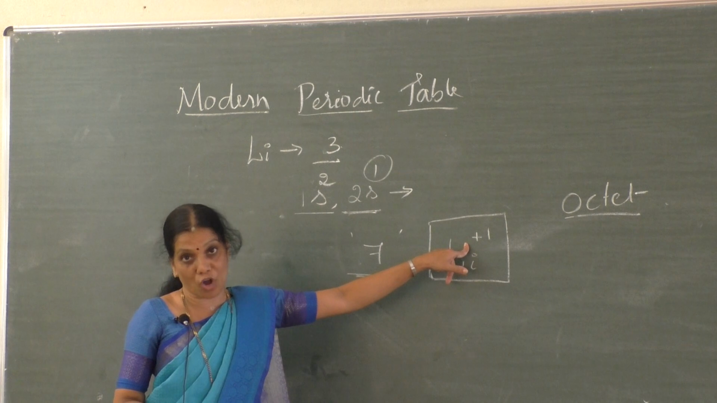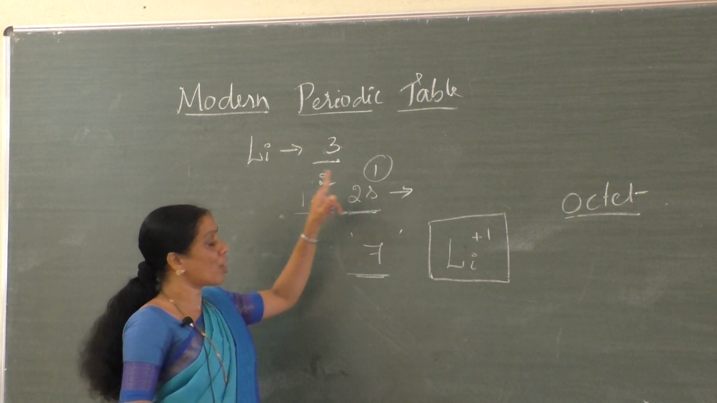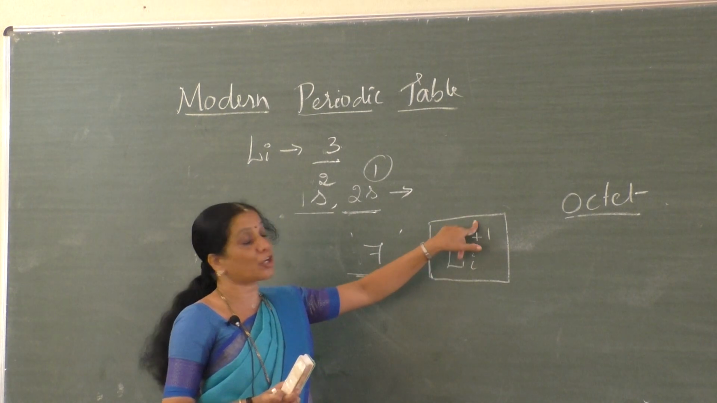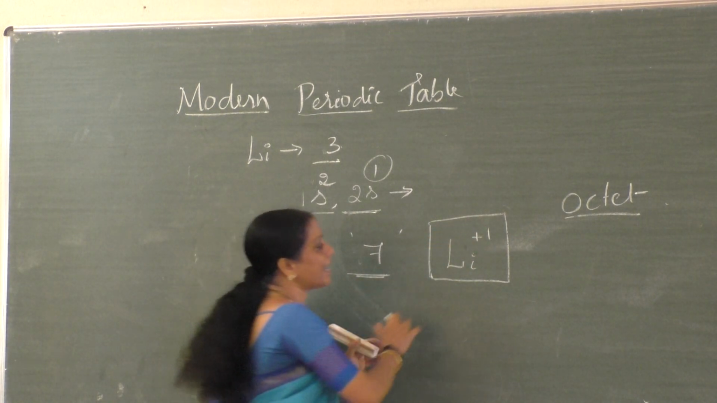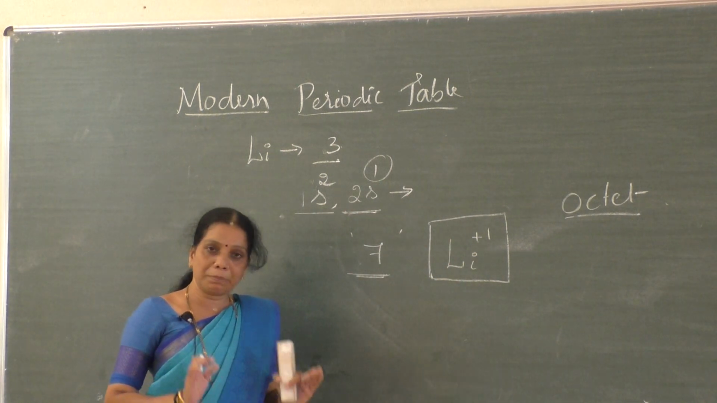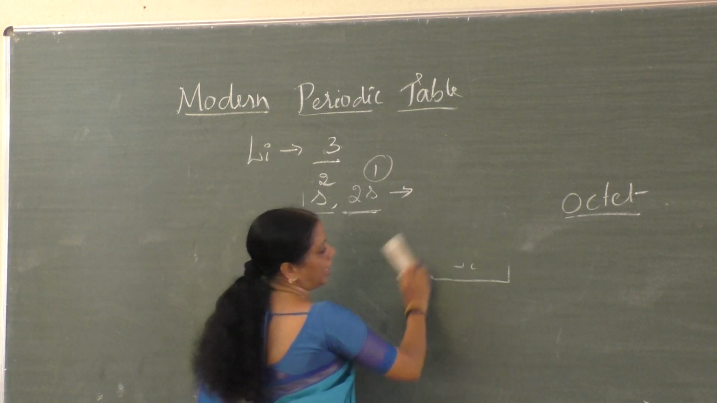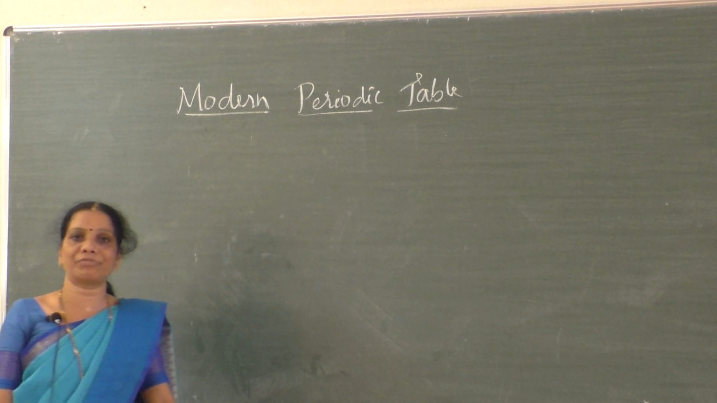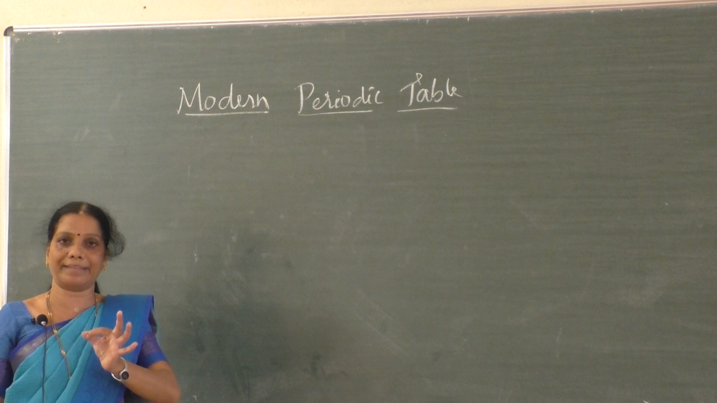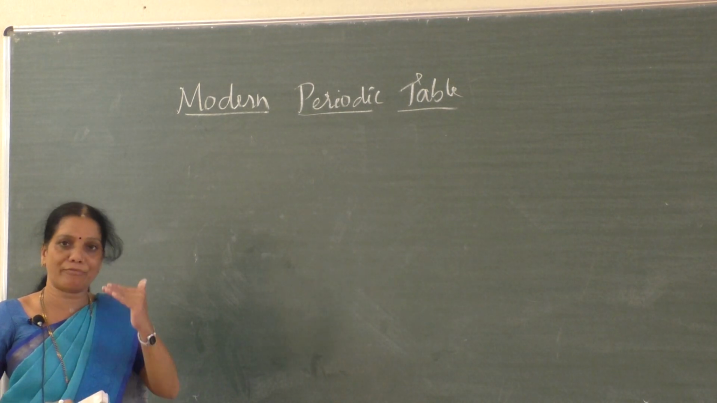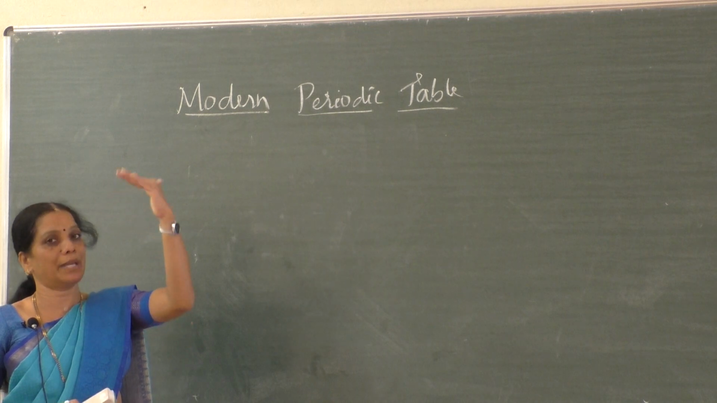What is that +1? Loss of 1 electron. That means the number of electrons in this Li+1 is only 2. The number of protons is 3 itself. Therefore, we have to denote it by writing +1. That means if any atom is ready to gain that single electron, lithium readily donates its electron and forms a highly stable compound.